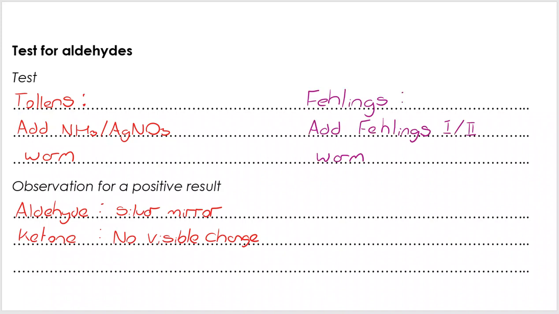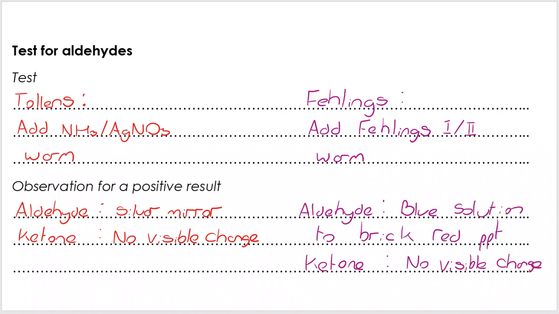Alternatively, we could do Fehling's, where we add Fehling's 1 and Fehling's 2. That's essentially copper(II) solution and sodium hydroxide, and we warm it. And with this one, we get, again, a positive test result for the aldehyde. A blue solution will give rise to a brick red precipitate. It's very familiar to biologists because it's the same experiment that you do to test for reducing sugars. In biology, we call it Benedict's solution. And then the ketone, once again, there's no visible change.